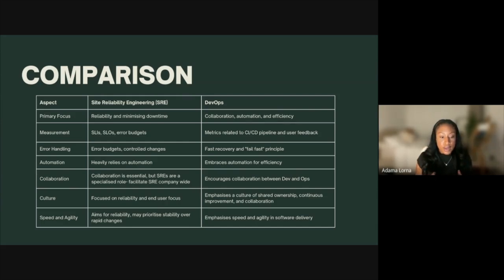And in terms of speed, SRE puts reliability over anything else, like we've said. So we may want to stabilize things. There are times when the SREs will say to dev, no more change, nothing else gets pushed out, no more widgets, no more upgrades, no more nothing. The system is not reliable. We can't do anything else until we get things back up and running.